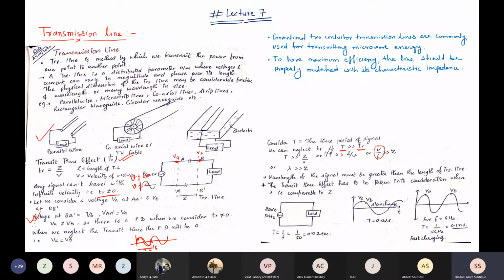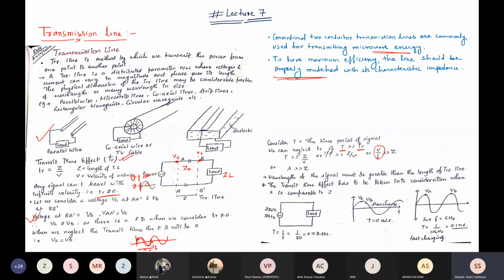So now the conventional two-conductor transmission lines are commonly used for transmitting microwave energy, and to have the maximum efficiency, the line should be properly matched. Properly matched means whatever load you have, maybe the load has some impedance ZL, and the transmission line has the characteristic impedance Z0. So Z0 should be matched with the load, that is ZL. If this is matched, maximum power transmission will take place.